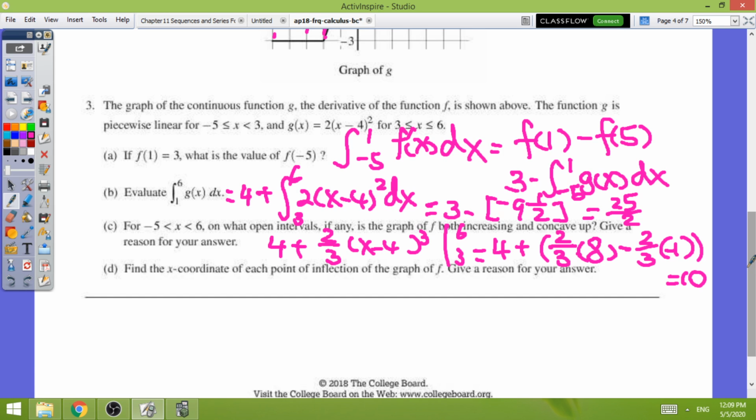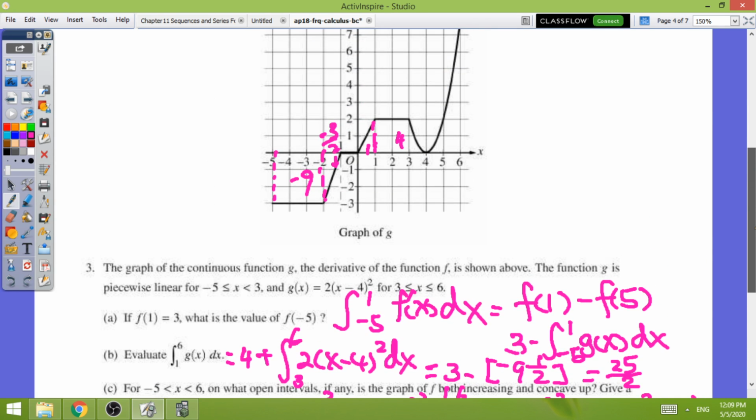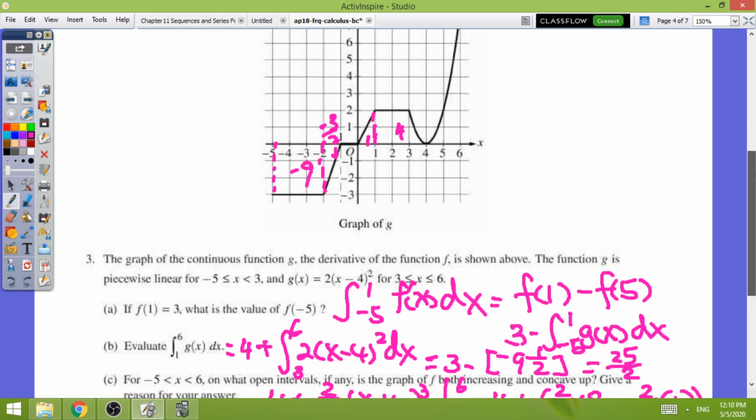And then the last part of this: find the x-coordinate for each point of inflection of the graph of f and give a reason for the solution. So the point of inflection shows the concavity changing, from concave upward to downward. As you can see right here, at x = 4, the derivative of this part of the curve would be negative, and the derivative of this part of the curve right here would be positive. So it shows the sign change from negative to positive, so right here at x = 4, that would be the point of inflection.